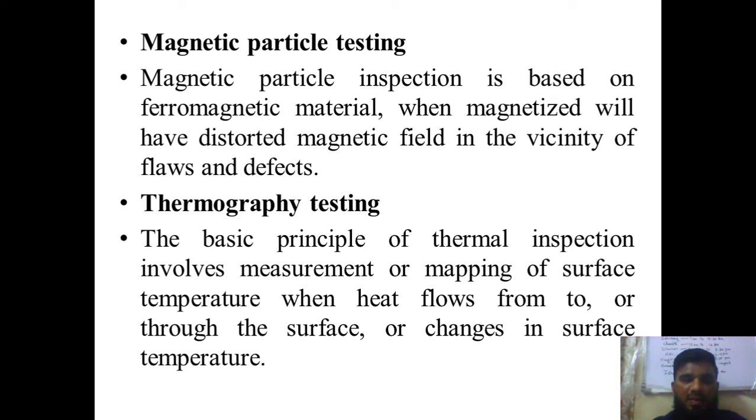So if suddenly some flaw or some other distortion is happening, it means there is some kind of misarrangement of magnetic properties around that section. That can be understood by using this technique.